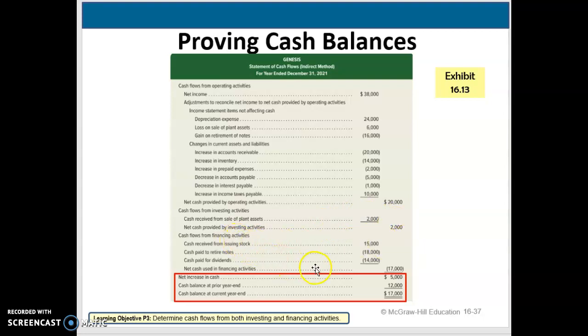And then financing, we had 3 items, which gave us a negative number, which is why we listed net cash used in financing activities. That gives us a net increase in cash of $5,000 if we take 20 plus 2 gives us 22, minus 17 is 5,000. That is the change amount we had. So we had 12,000. We add the increase to what we started with, and it balances out to show us our ending. And that's what we want to see, those changes.